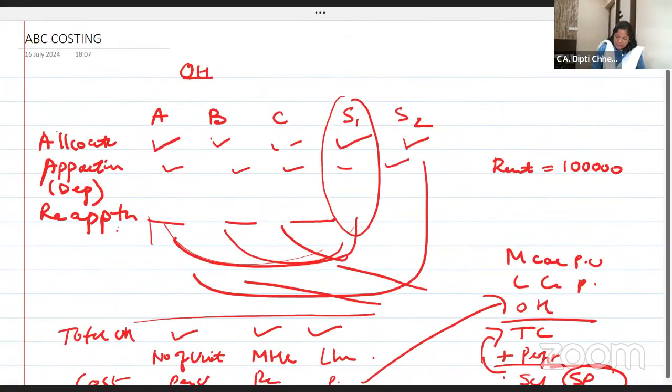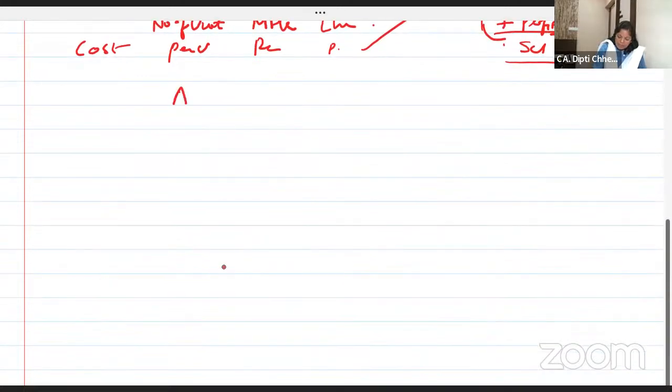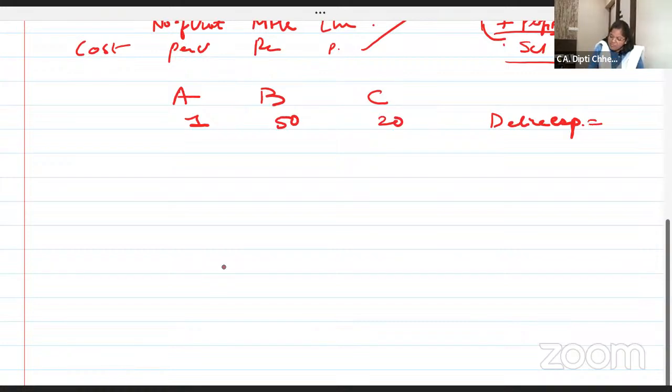Then came the entry of activity based costing. You know what activity based costing will do? Suppose the apportionment and everything is done. These are my departments A, B, C. Now say I have incurred delivery expenses. Here there is 1 delivery, here there are 50 deliveries, here there are 20 deliveries. Now, if my delivery expense is 10,000, for how many deliveries? 71. Are you all with me?